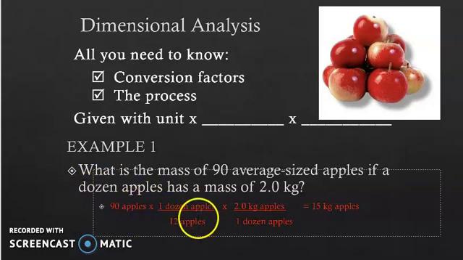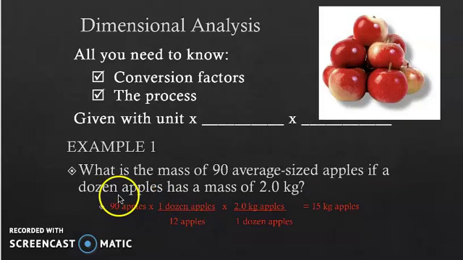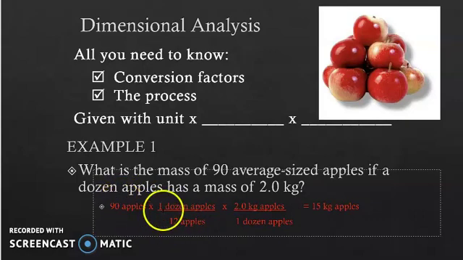And you want your units to cancel out. So here in this case, I'm using apples. So my apples on the top, I need to have apples on the bottom on this side because I need my units to cancel out. So I have 90 apples, and I have 1 dozen apples is equal to 12 apples. So my apples is now canceling out.